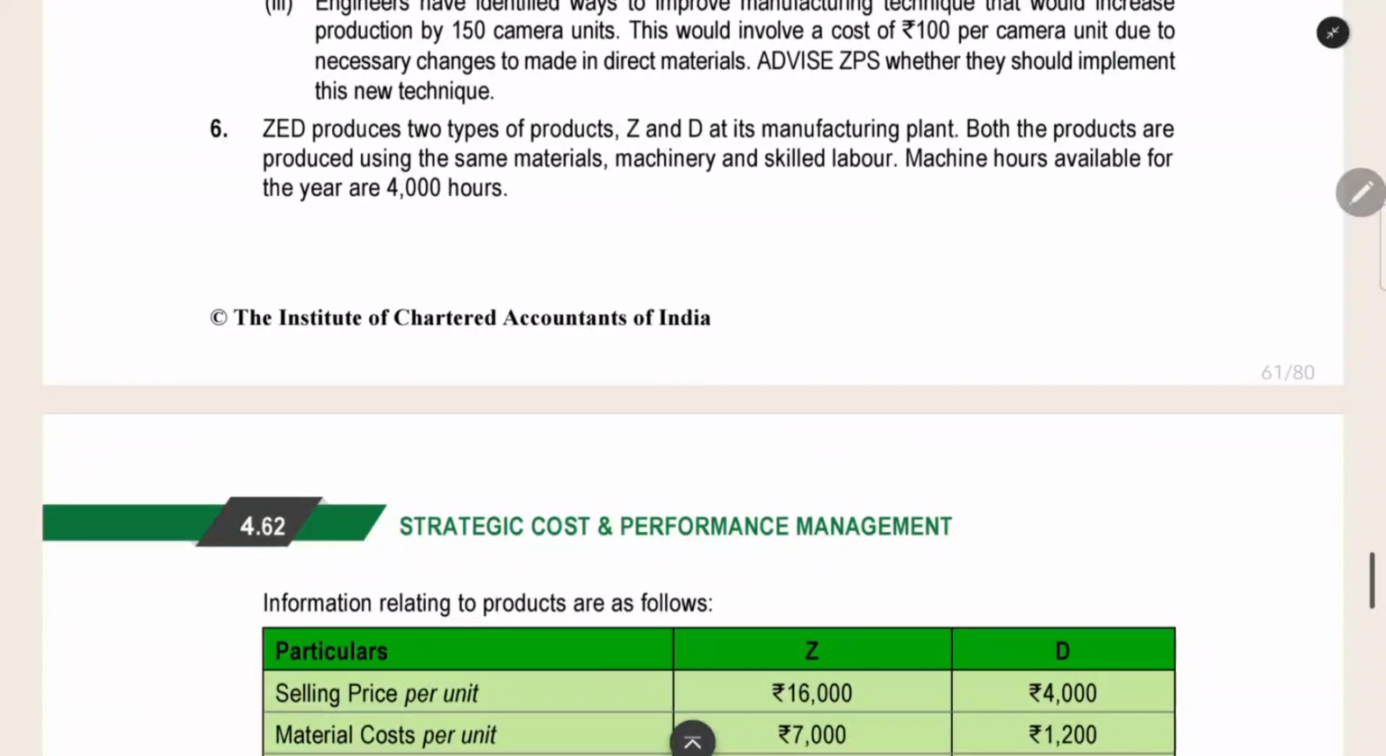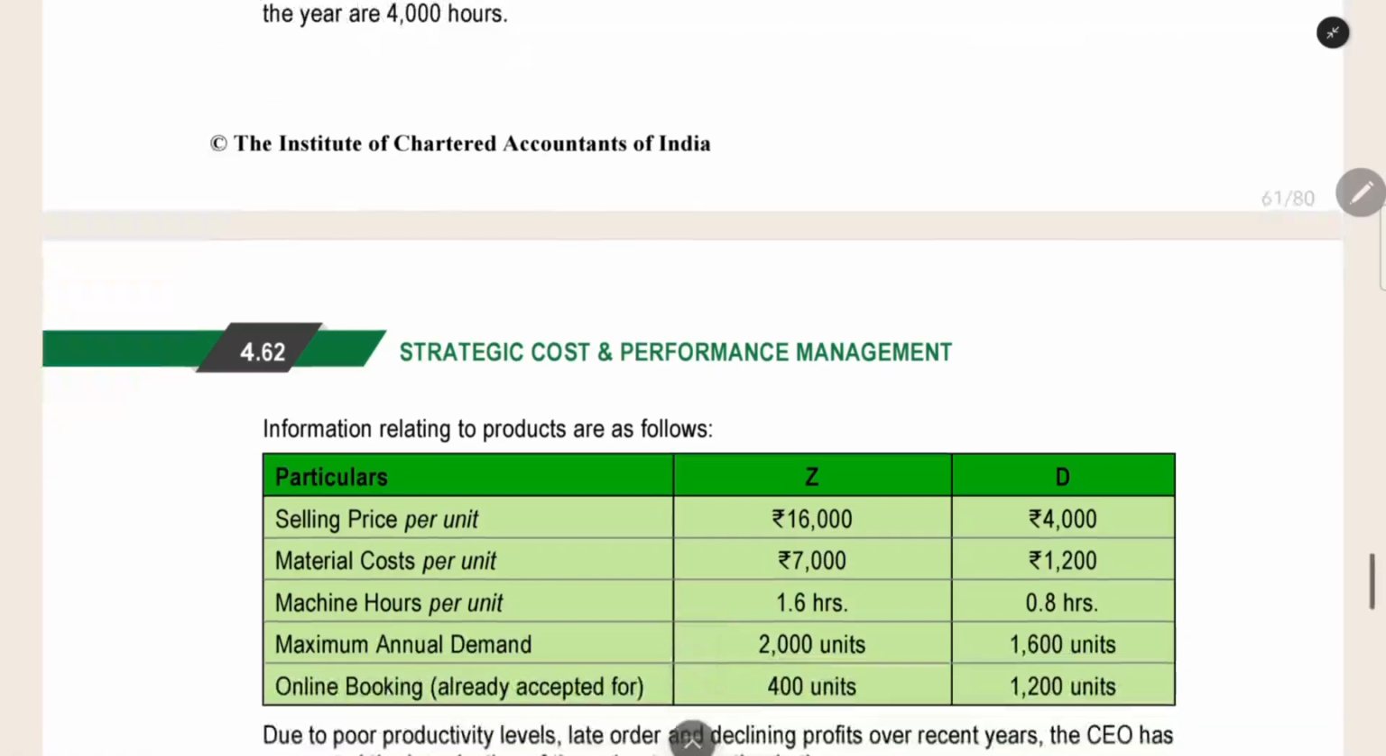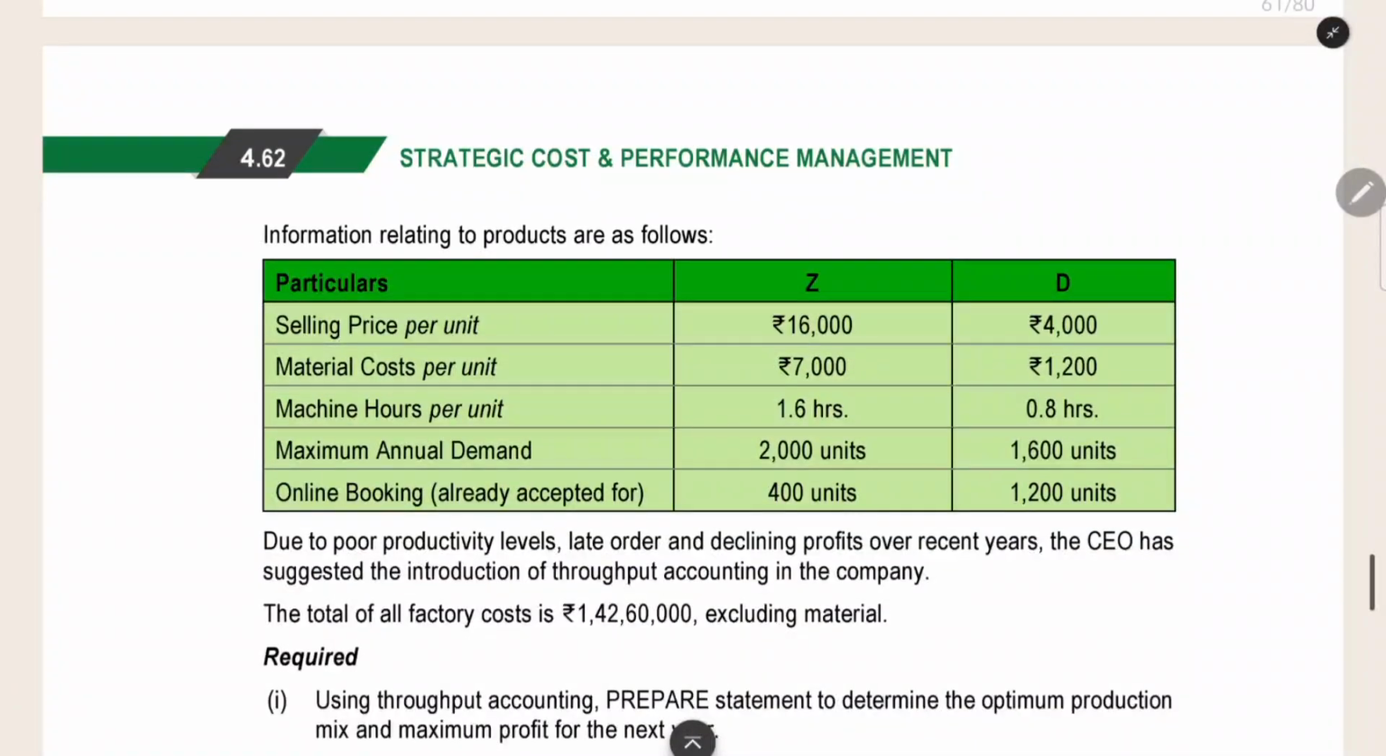Sixth question. The company produces two types of products. Both the products are produced using the same material, machinery and skilled labor. Machine hours available are 4,000 hours. Here they are telling that we have only 4,000 hours. So that is the limiting factor here. Now, information relating to the product. They are telling the selling price, material cost, machine hour, annual demand, online booking, everything.